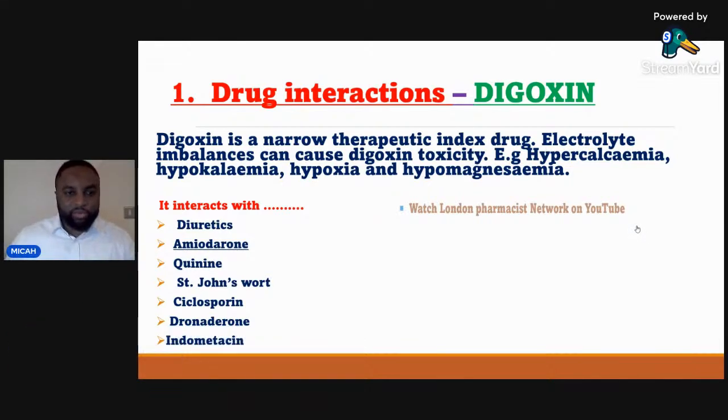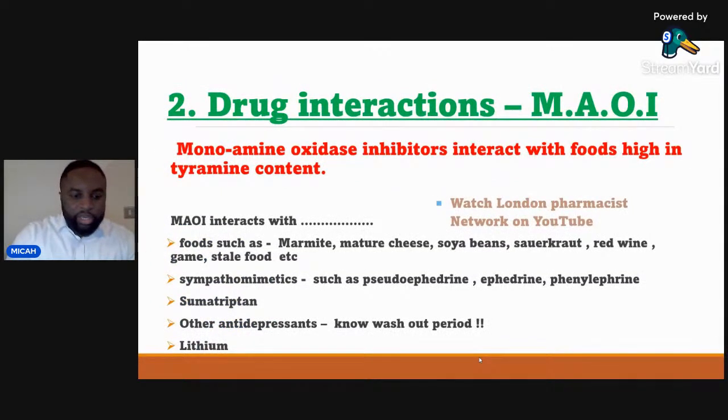Digoxin can also interact with diuretics, and the way that interaction works is because diuretics can cause hypokalemia, for example, which can then lead to digoxin toxicity. So that is the nature of that particular drug interaction. We also have St. John's wort, which is a potent enzyme inducer. St. John's wort is known to interact with digoxin. So these drugs are common drugs that digoxin can easily interact with, and these are the ones that we definitely need to know about.